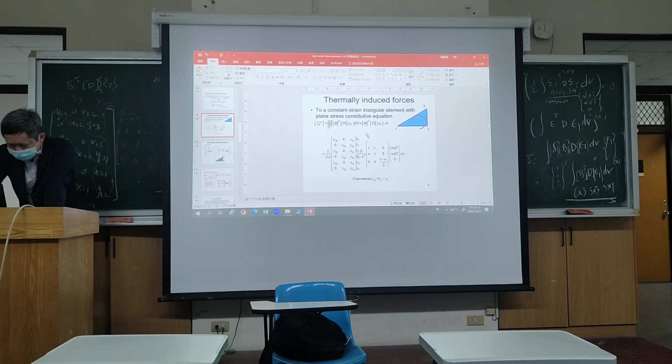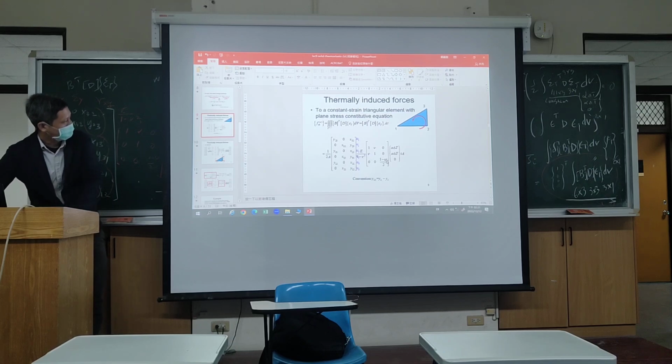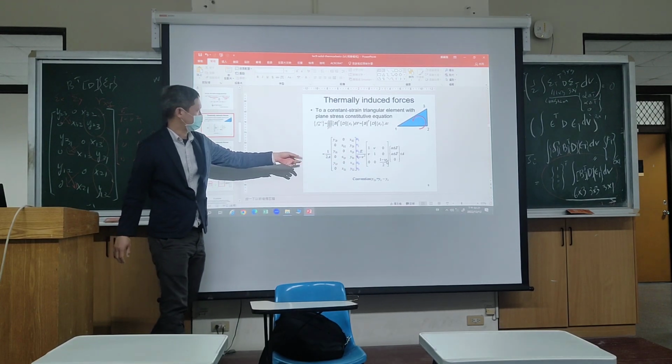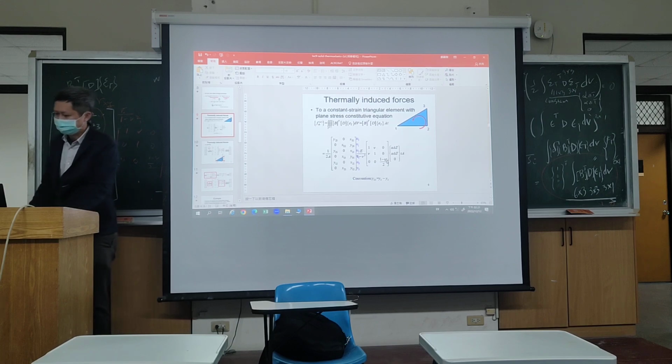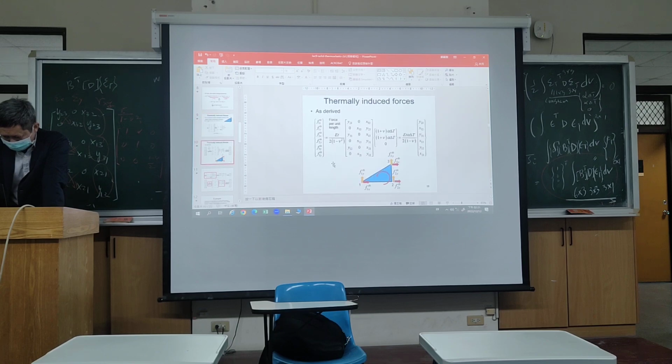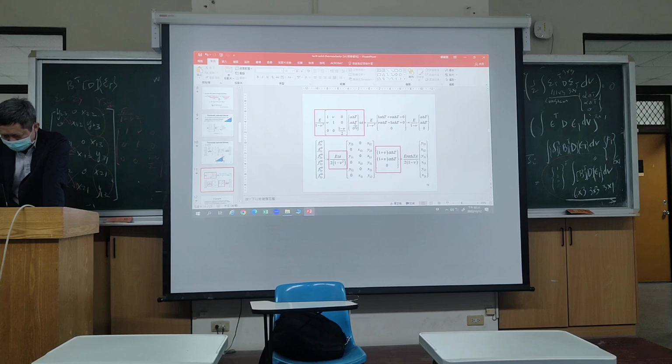So you see here, this one is your strain, okay? Yeah, we have this A part divided already. So let's check. This is alpha delta T. Okay, so again, this is force per unit length. So no area, this is force per unit length. Okay, after we have all this, then we do one more step.